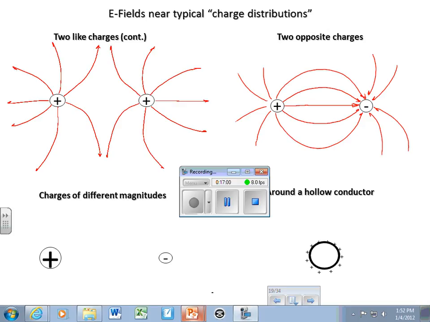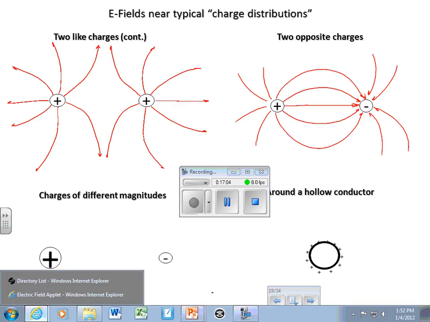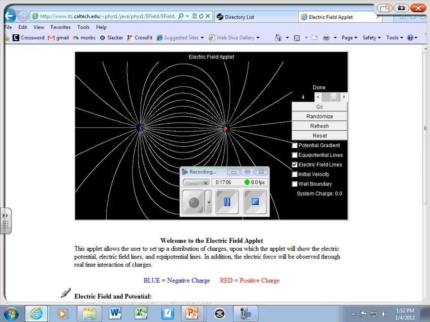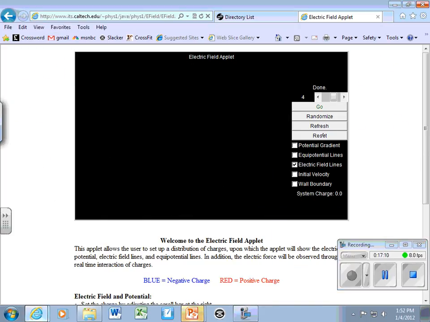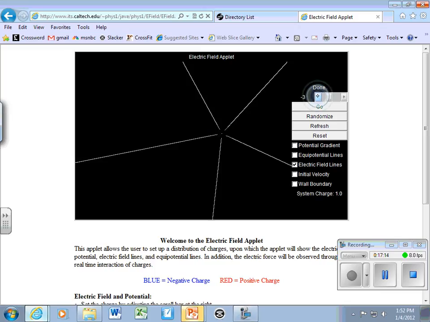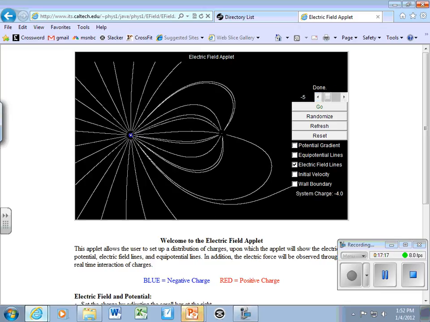Now, the deal with our charges of different magnitudes, as you might be able to guess, reset, I'll do a positive 1 and a negative 5. Yeah, that shows kind of what we want to show. First of all, hopefully you can notice, how do you tell if a charge is weak or strong? Or how do you tell if a field is weak or strong?